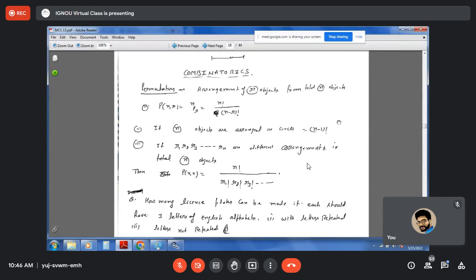From this topic, there were 12 marks numericals in the last exam.